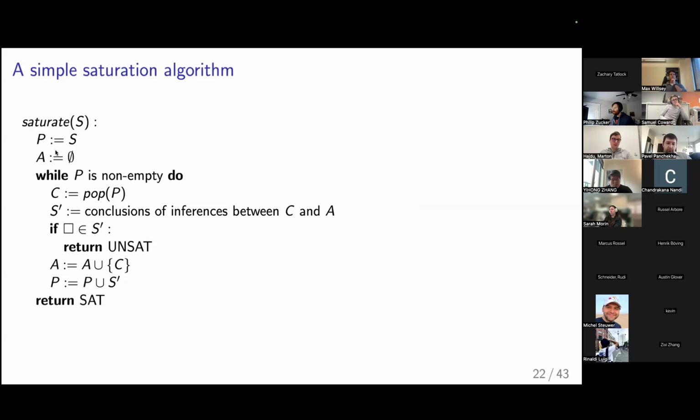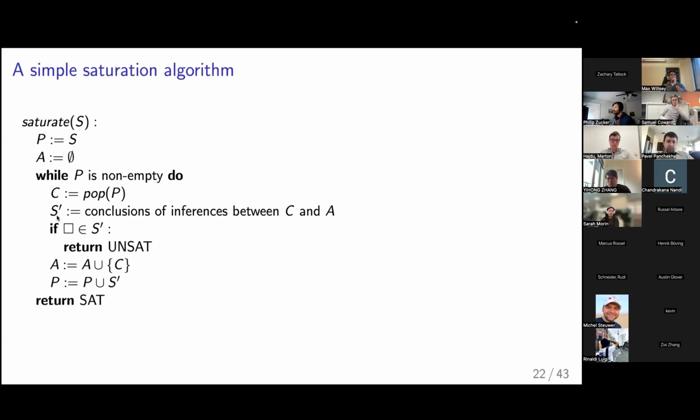And A is the active set, which contains clauses for which all inferences have already been computed. So we will maintain this invariant in this loop, that at the end of the loop, all inferences between all pairs of clauses in the active set A have been performed. So we do this loop while the passive set is not yet empty: we take some clause from it, and we compute all inferences between this clause and all clauses in the active set.